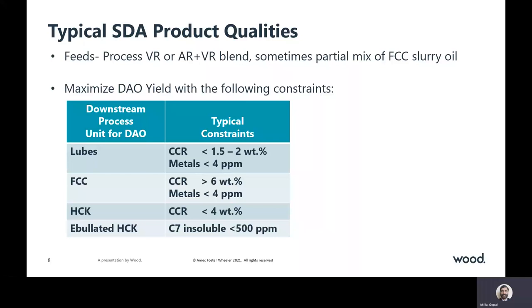So these are the typical product qualities when the DAO is sent to these units. You can see in the table, for lube products, CCR is the constraint, and also metals. Sometimes they specify viscosity, and sometimes they mention sulfur and so on, but these are the two main ones. For RFCC, CCR can be 6 or above, and metals need to be low. For hydrocracker, less than 4 weight percent. For ebullated bed hydrocracker, the main spec is the C7 insoluble content.